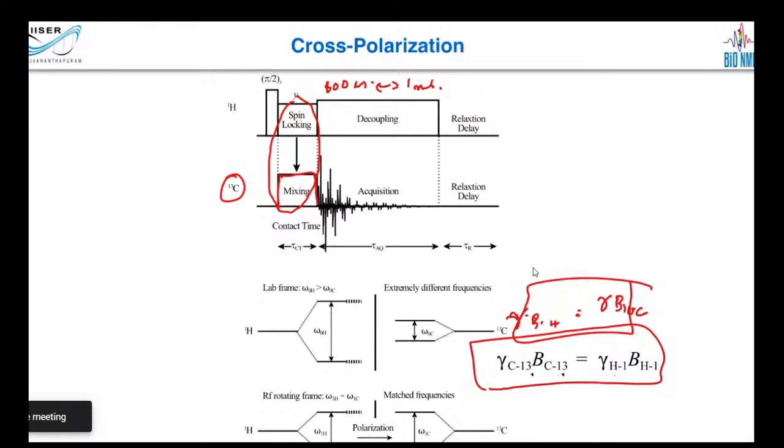What are we doing here? Basically, your Zeeman interaction, Zeeman coupling in the lab frame, is very high. Let's say it's 400 megahertz, and this is 100 megahertz. So it is not possible to transfer a magnetization from 400.